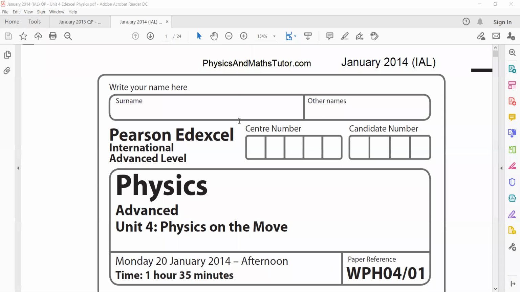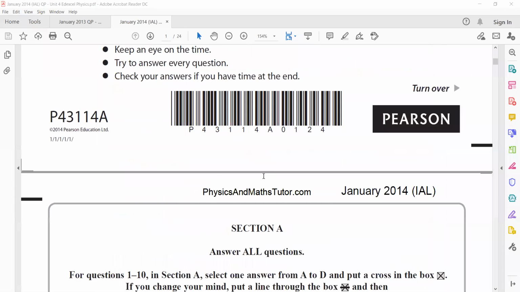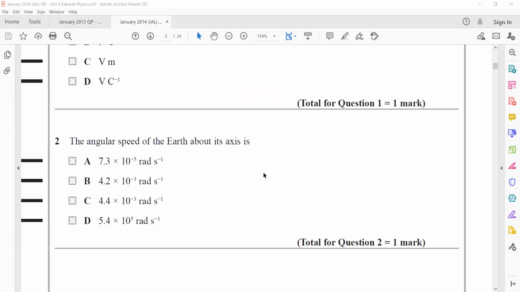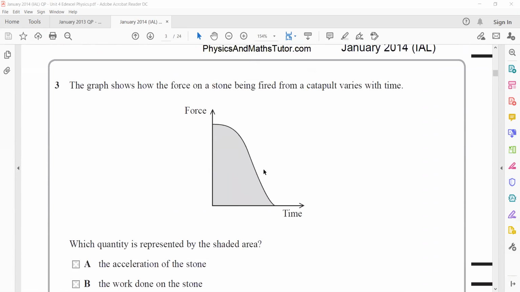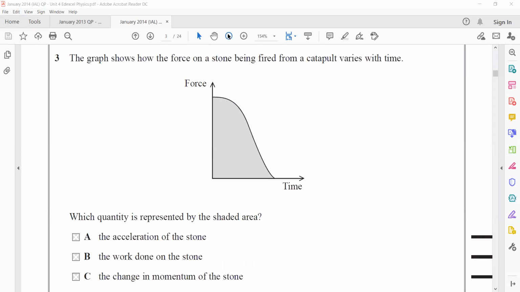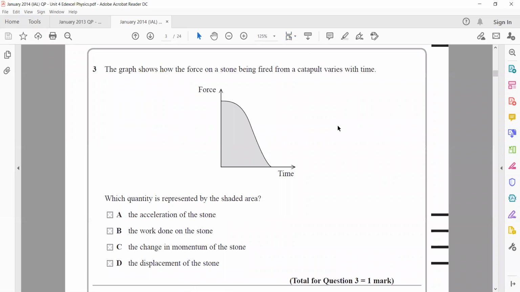So this one is January 2014. Question 3. The graph shows how the force on a stone being fired from a catapult varies with time. Which quantity represents the shaded area? Area under the graph for force against time. D. C is the right answer. The change in the momentum, or impulse.